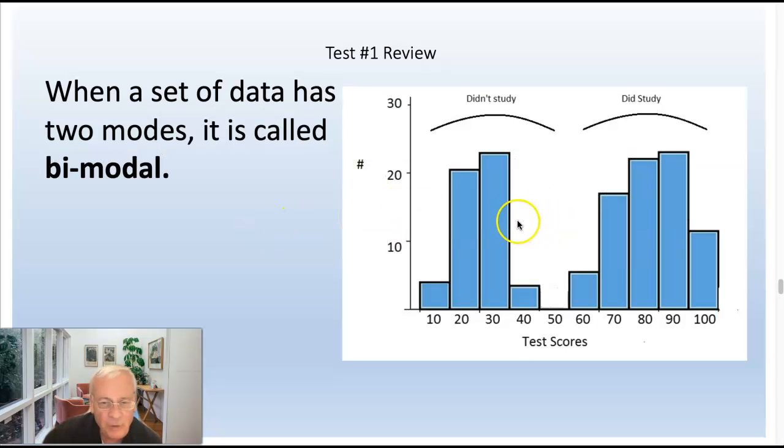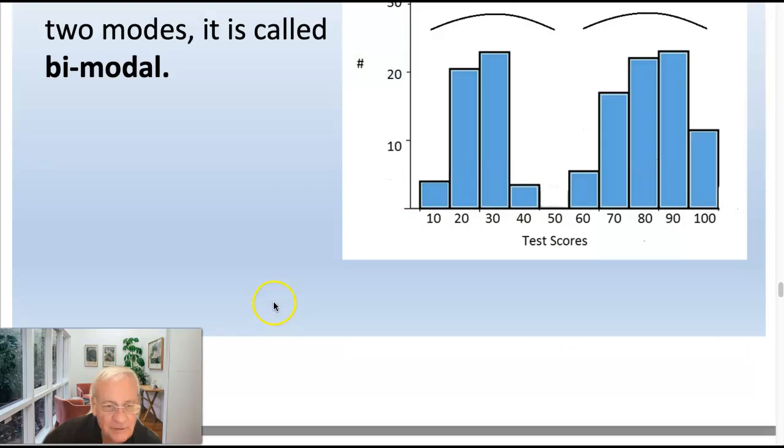Again, we have two modes. That's bimodal, like that. Two separate modes. And normally they're on one side or the other, okay? Where the middle kind of disappears.